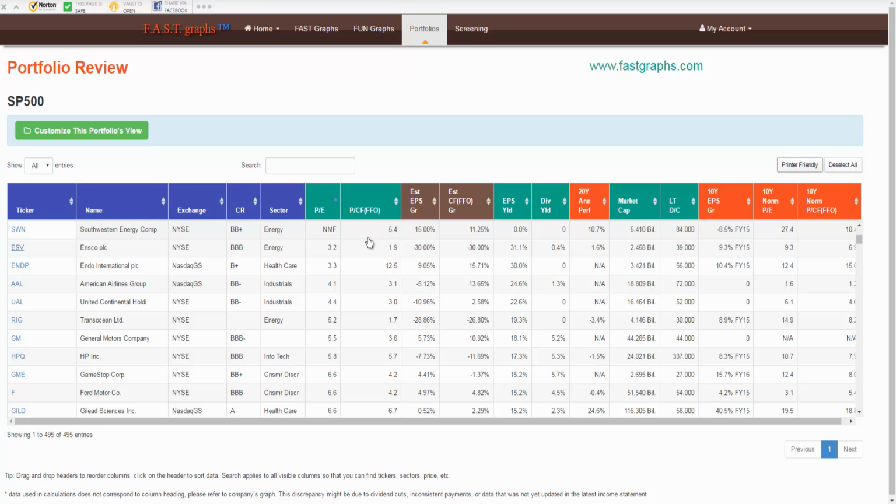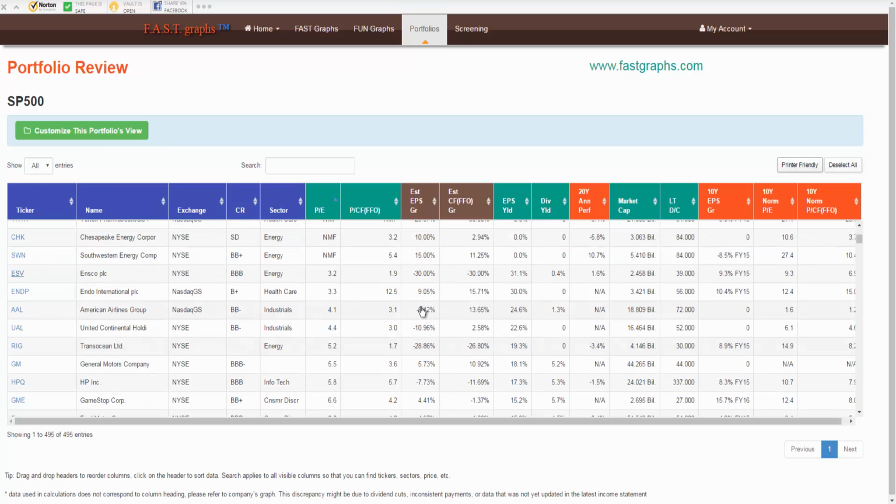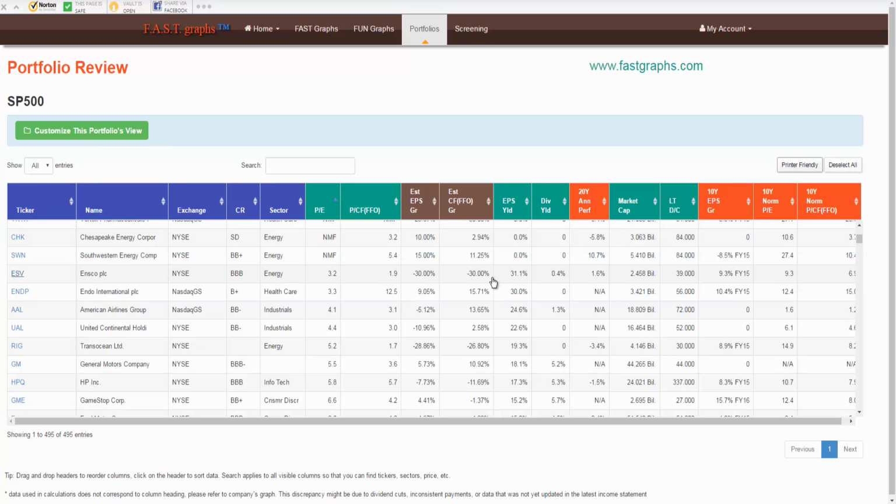Then you can also measure that against price to cash flow. And there are certain companies where price to cash flow is more important. And you could also measure it against earnings growth. So for example, with ESV here, I would have automatically rejected that and not even drawn the graph because I would have seen negative forecast earnings and cash flow growth. So that wouldn't have attracted me.